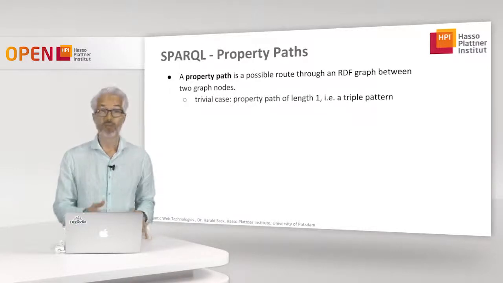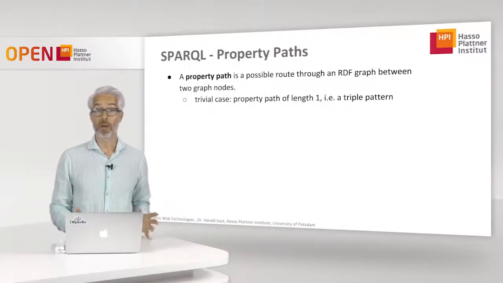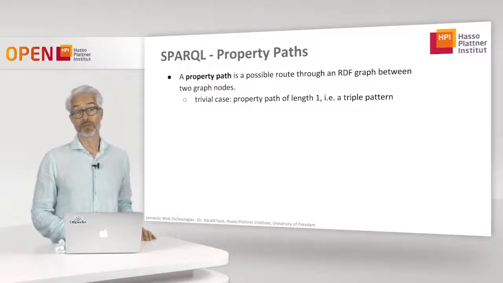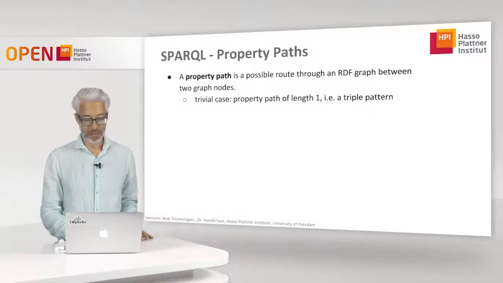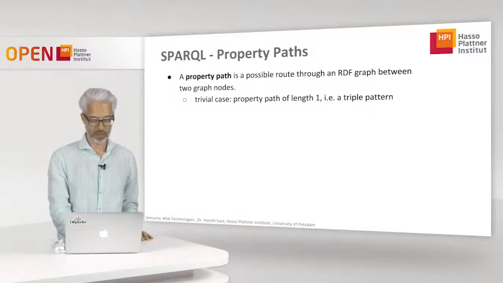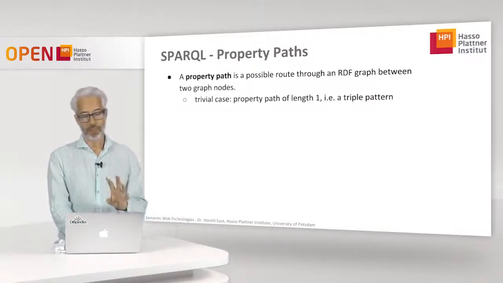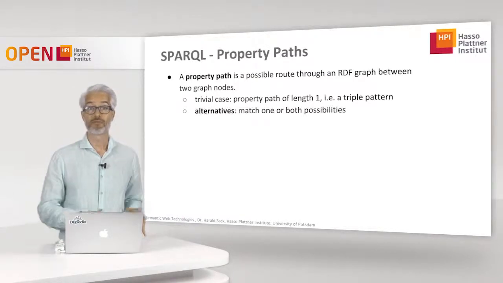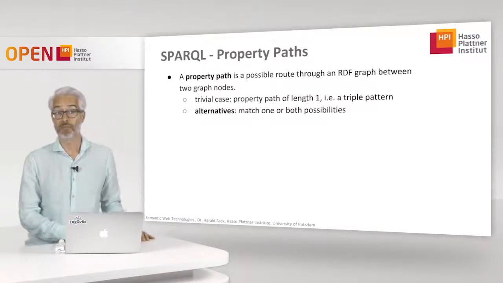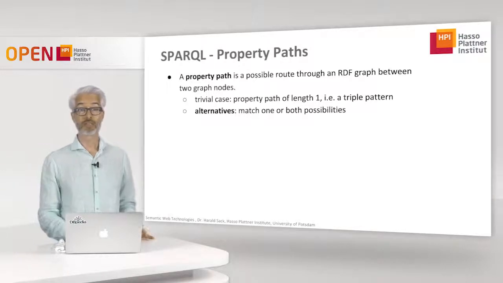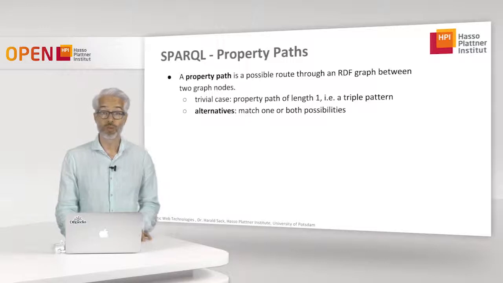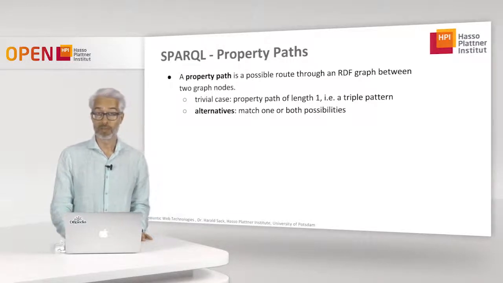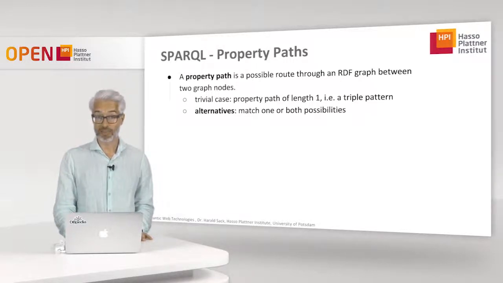So the most trivial case, of course, is the plain RDF triple pattern that we already know. This is a property path of length 1. So this is not different from what we already know. If the path is longer than 1, then the first possibility that you have is you could define, for example, alternatives. This means the result should match one or both possibilities of a given alternative pattern.